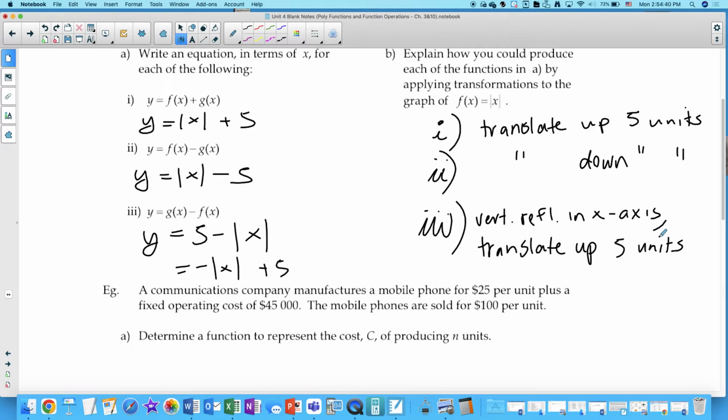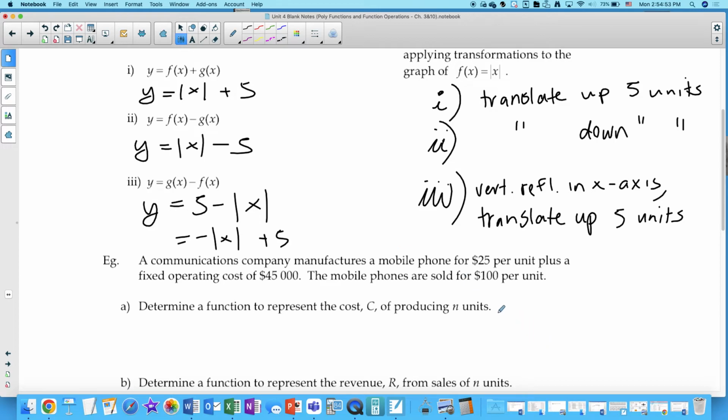And then last question of the day. A communications company manufactures a mobile phone for $25 per unit plus a fixed operating cost of $45,000. The mobile phones are sold for $100 per unit. Okay, so the first thing we want to do here is determine a function to represent the cost of producing n units. How much does it cost this manufacturer to produce n phones?